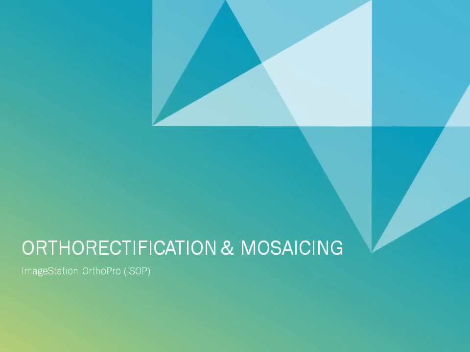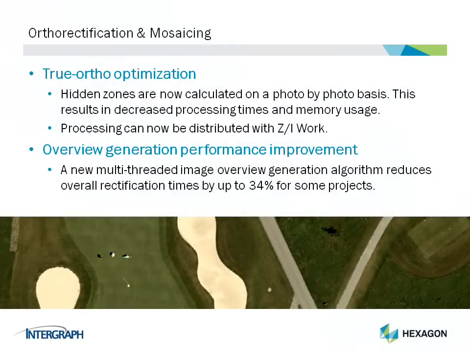Ortho-rectification and mosaicing. OrthoPro True Ortho Generation has been optimized to process on a photo-by-photo basis rather than a project-wide basis as previously done. This reduces true ortho processing time and makes it more reliable due to better memory management. Also, a new multi-threaded image overview generation algorithm reduces overall rectification times. In some projects, this reduction can be as great as 34%.